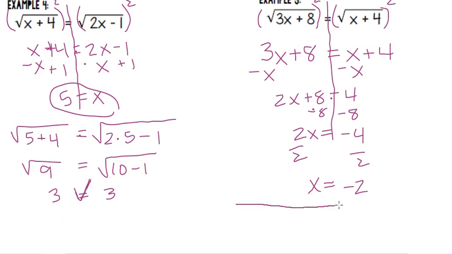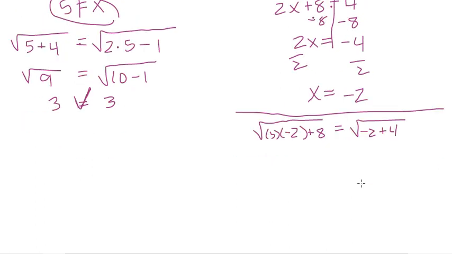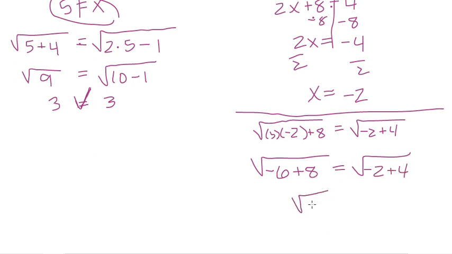All right, so I'm going to check my answer here. And this is going to be the square root of 3 times -2 plus 8 is equal to the square root of -2 plus 4. All right, let's keep going here. So this is going to give me the square root of -6 plus 8. This is going to give me the square root of -2 plus 4. It's going to give me that the square root of 2 is equal to the square root of 2.